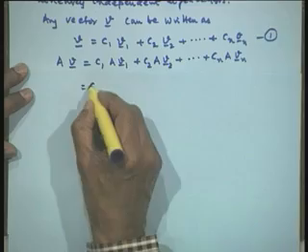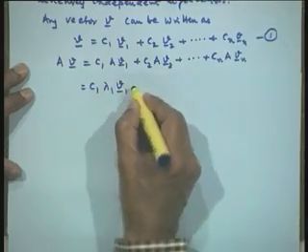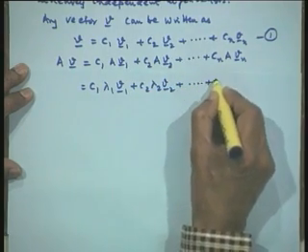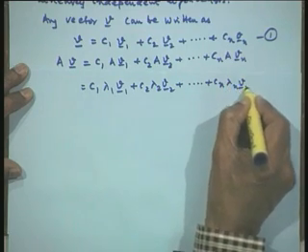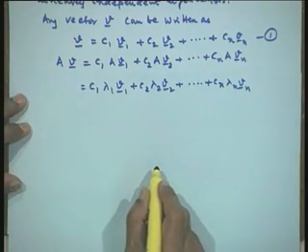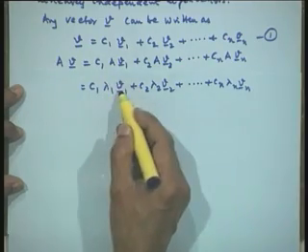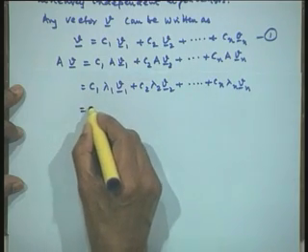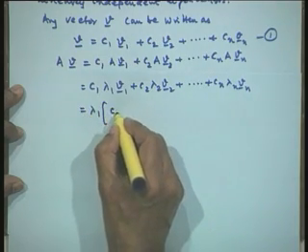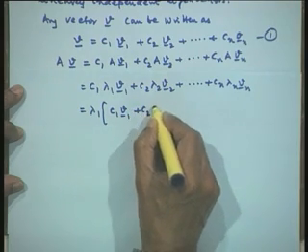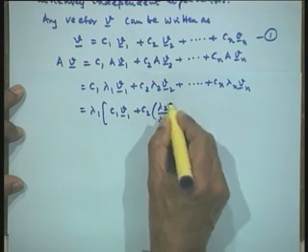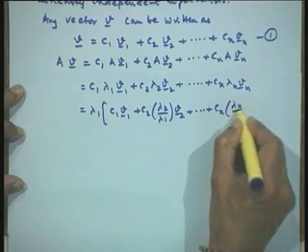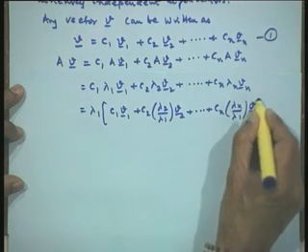Let us write down one more step here. This is equal to c1 lambda 1 v1 plus c2 lambda 2 v2 plus c n lambda n v n. So, A v1 is lambda 1 v1, A v2 is lambda 2 v2, because they are corresponding eigenvectors. Now, I will take out lambda 1 common from here: lambda 1 times c1 v1 plus c2 lambda 2 by lambda 1 v2 plus c n lambda n by lambda 1 v n.